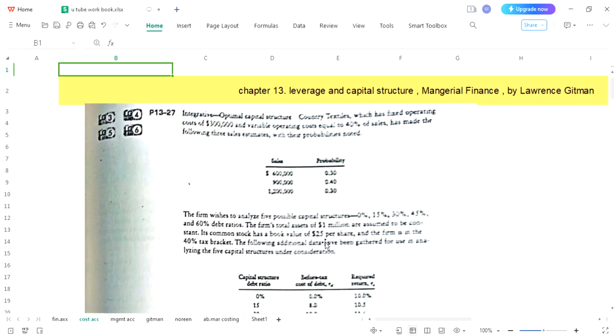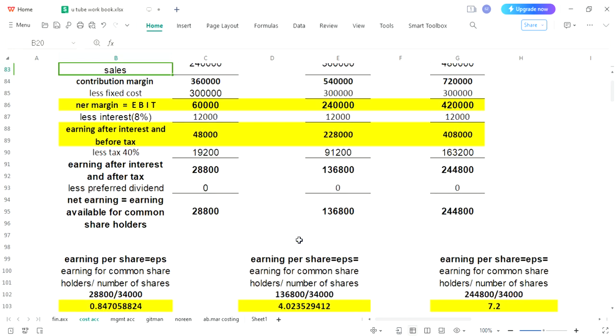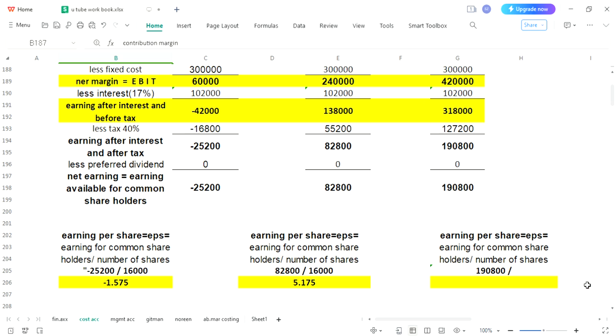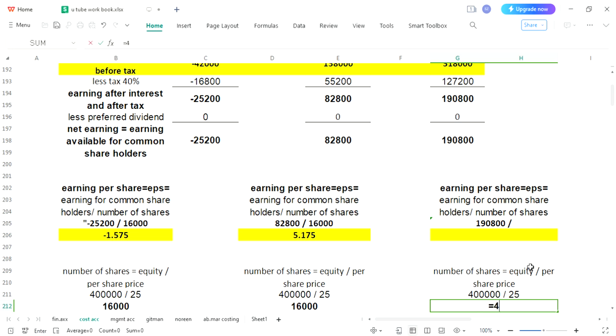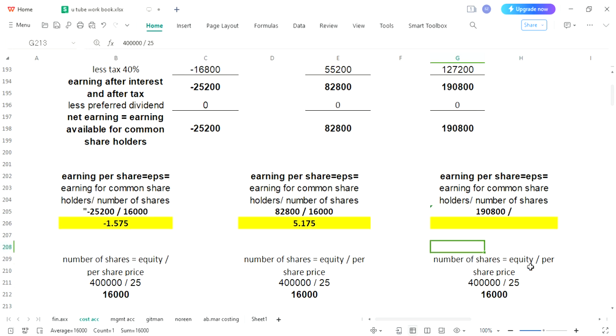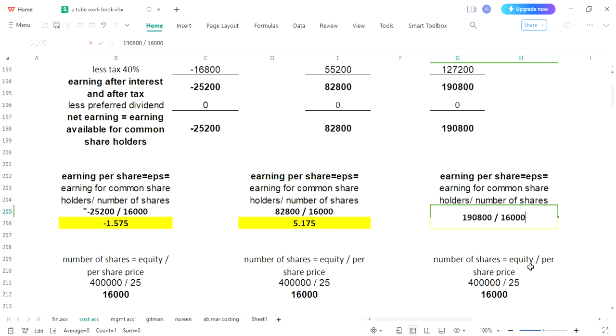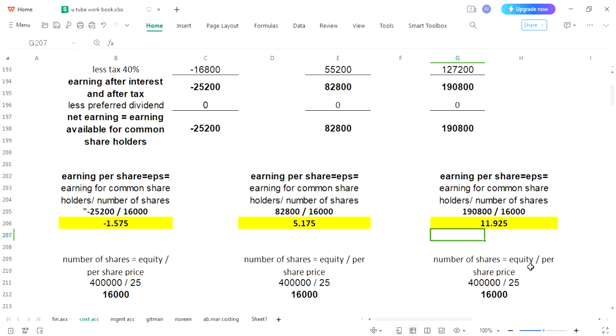Look over here, we have seen it so many times. The 25 per unit or per share price was given in the question, and you have taken it. So to calculate the number of shares, equity divided by per unit share price, we have got 16,000. So this 16,000 number of shares would be put in the formula to get our EPS. The statement is completed. We are now ready to put it on our calculator. So we have got our last EPS 11.925, or it may be called 11.93.